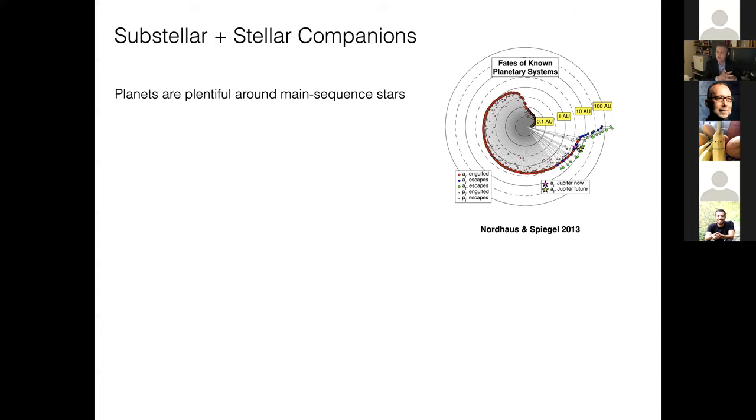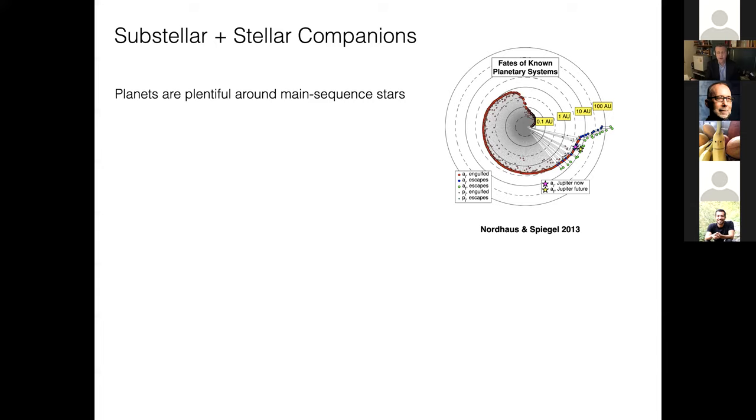And I should say also, this is just for two-body systems. If you throw five or six planets in there, then things can get completely crazy. Some could be ejected, some could flow into their host stars. A lot of different possibilities there. But whatever the case may be, planets are plentiful around main sequence stars, and some number of these should plunge into their host stars at some point in stellar evolution.